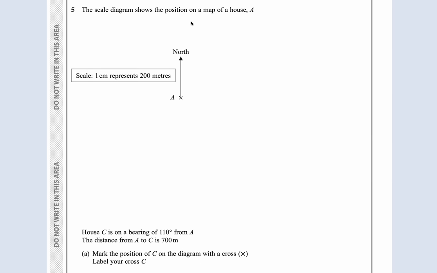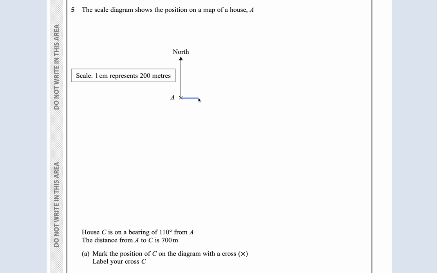The scale diagram shows the position on a map of a house. So 1 centimeter represents 200 meters. Okay, so guys, you will need a ruler here, just to be clear, because this is drawn to scale. House C is on a bearing of 110 degrees from A.